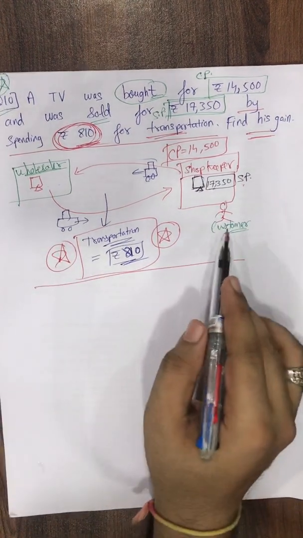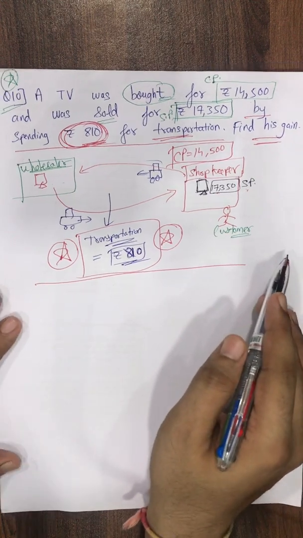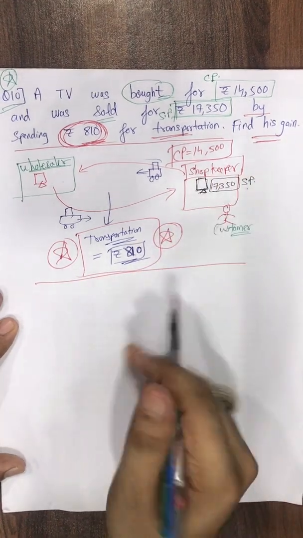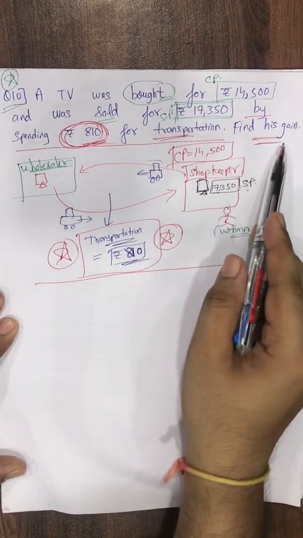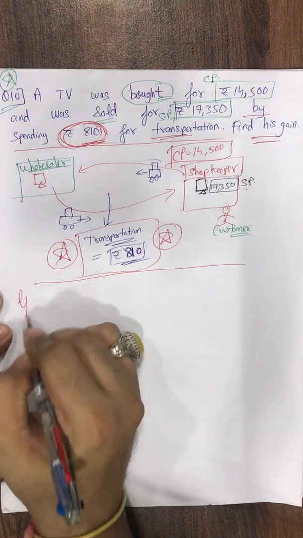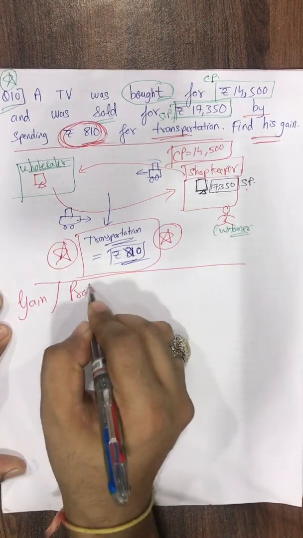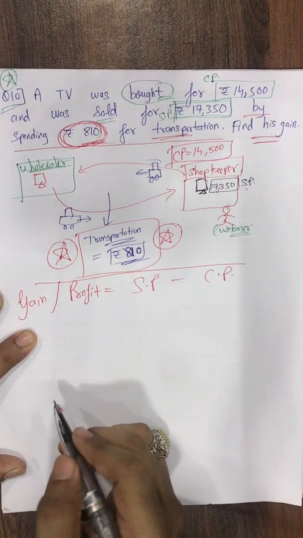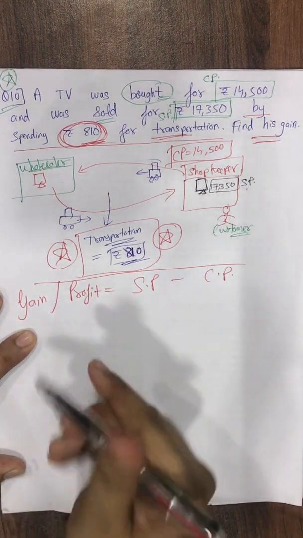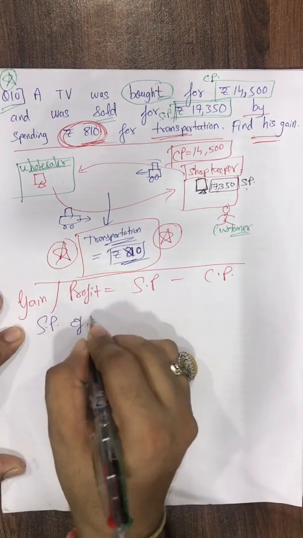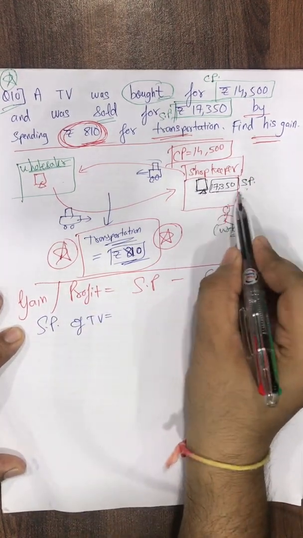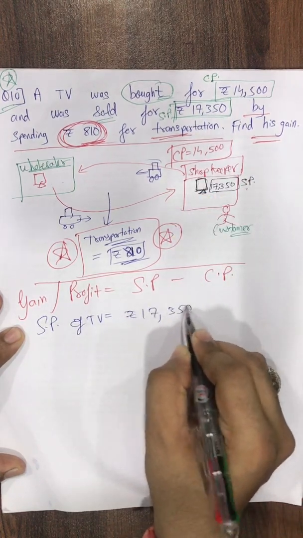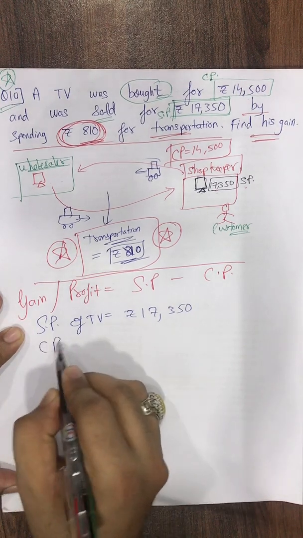So now when I gave this TV to the customer, I sat on my sofa and started realizing how much profit I actually gained. See, find his gain. Gain means profit. So gain or profit, the formula is selling price minus cost price. In this case, the selling price of the TV is given to us. I'm selling this to the customer at rupees 17,350.